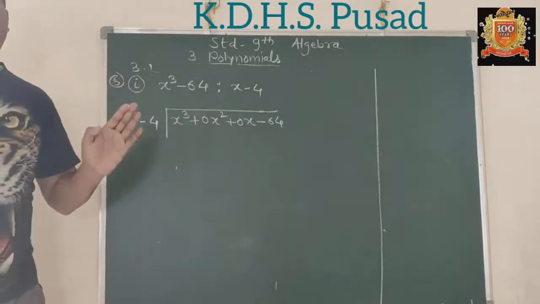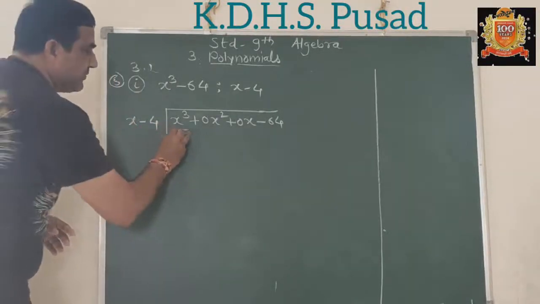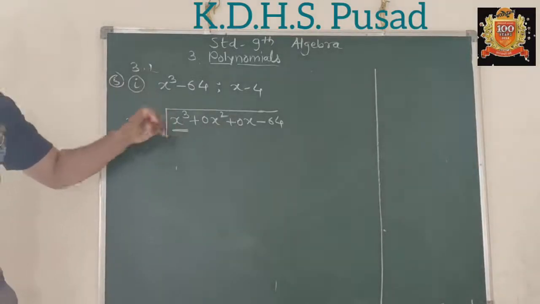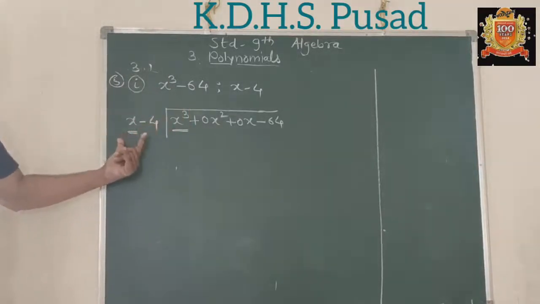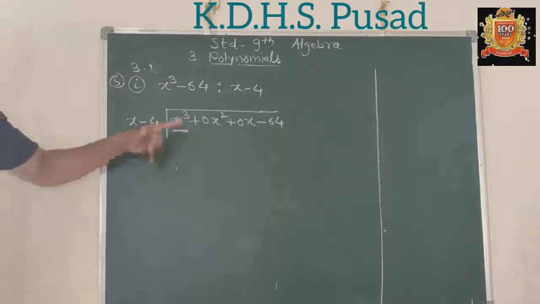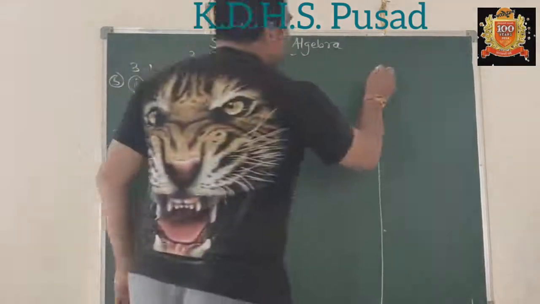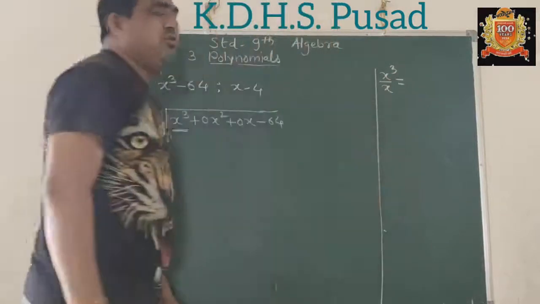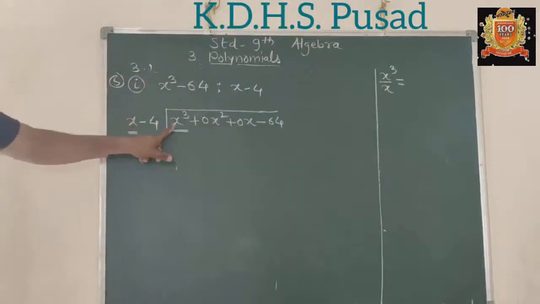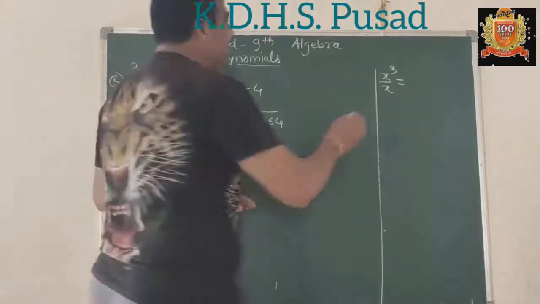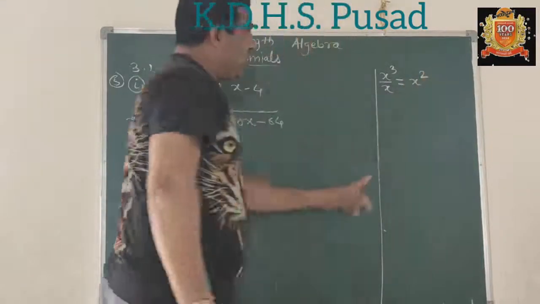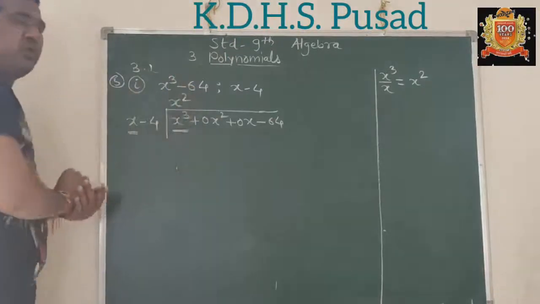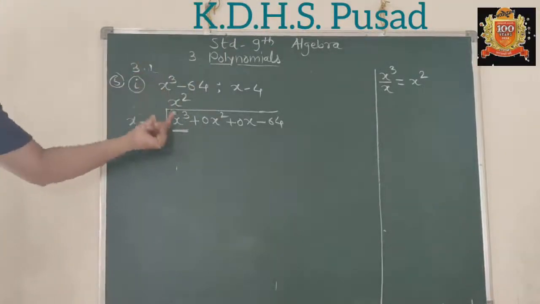Now here is the simple technique. Divide the first term of the dividend by the first term of the divisor, both containing the variable. For this easy method, first of all you have to perform this division: x cube by x. That will be x square. Whatever answer you get, write it here: x square.